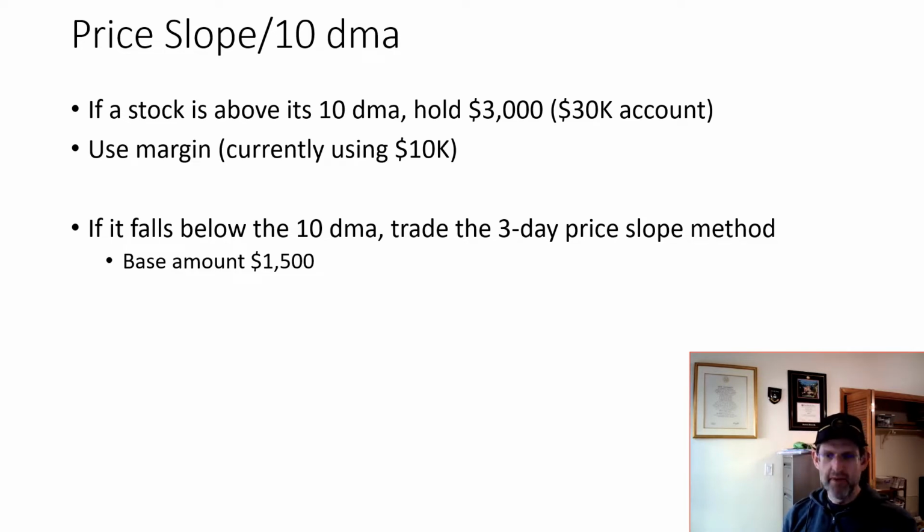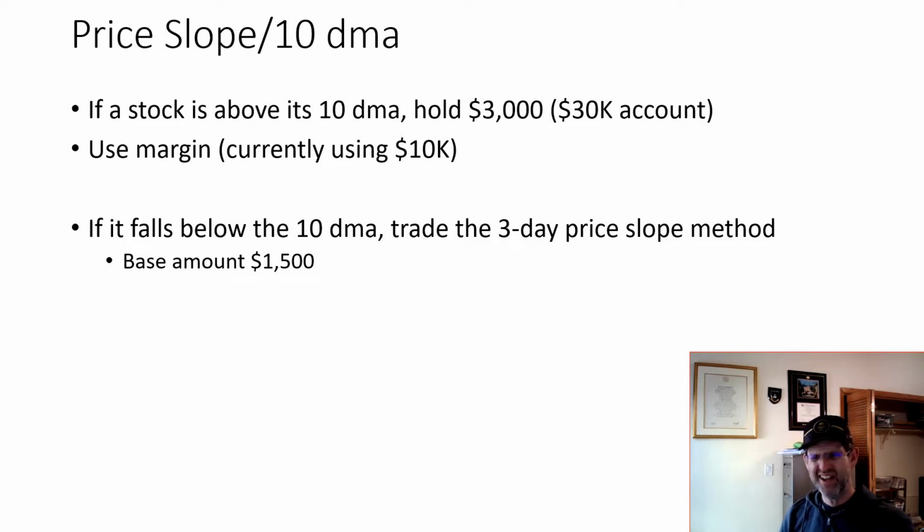Typically, the margin maxes out at about 2x leverage. Right now, I'm using $10,000 in margin on a $30,000 account. If one of the stocks falls below the 10-day moving average, then I trade what I call the 3-day price slope method. All I'm doing is fitting a straight line to the past 3 days of closing price. If the slope of that line is negative, it's a sell signal. If the slope of that line is positive, it's a buy signal.